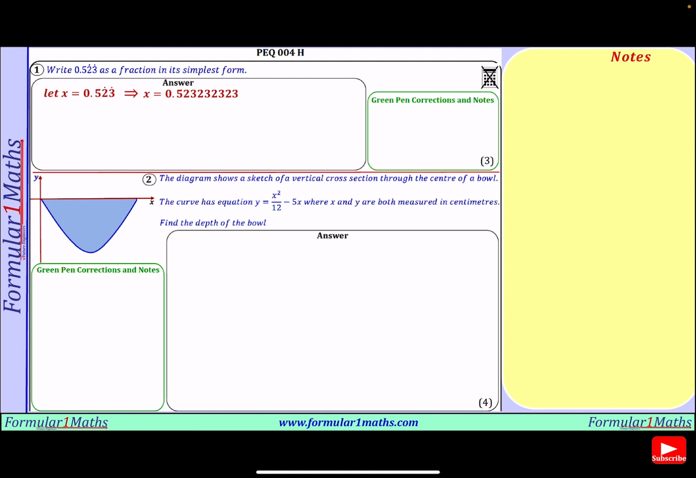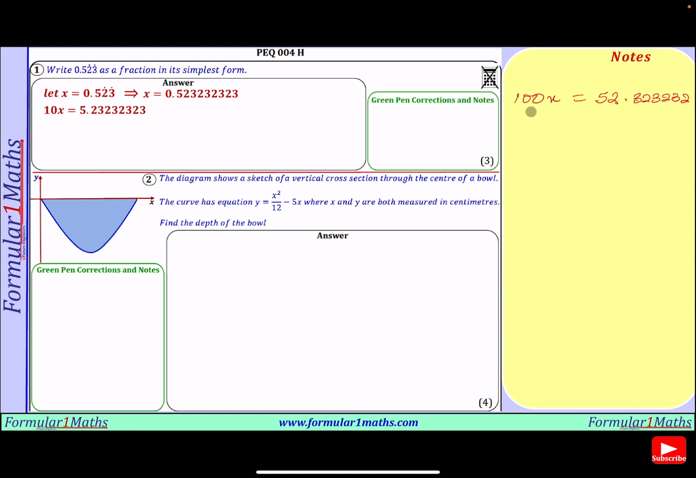So if I multiply by 10, I'll get 10x on the left-hand side, and then 5.23232323 and so on the right-hand side, like this. Now let's try multiplying by 100. So if I multiply by 100, I'm going to get 100x on the left-hand side, and I'll get 52.323232 recurring. As you can see, for the case of 10x, the recurring decimal is isolated behind the decimal point, as you can see here.